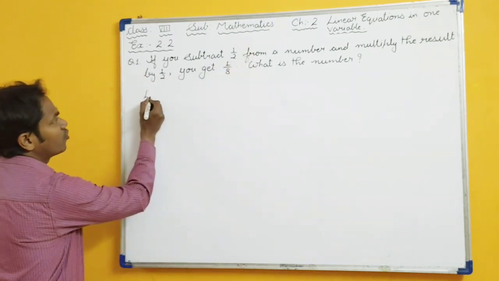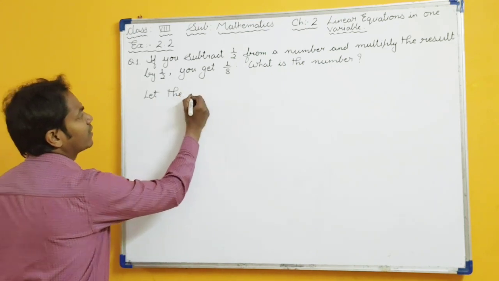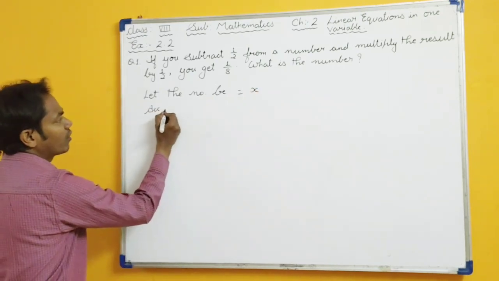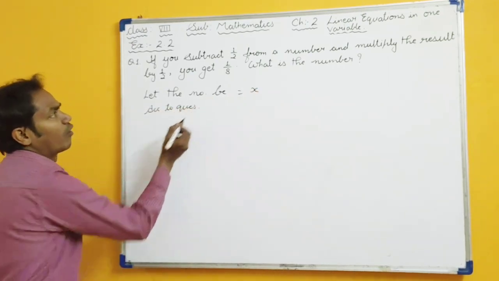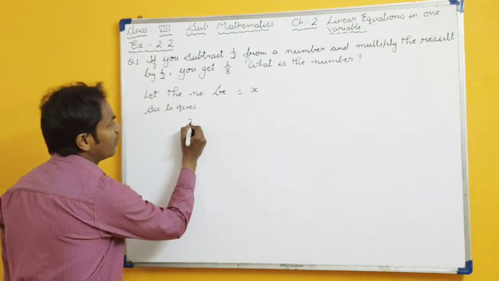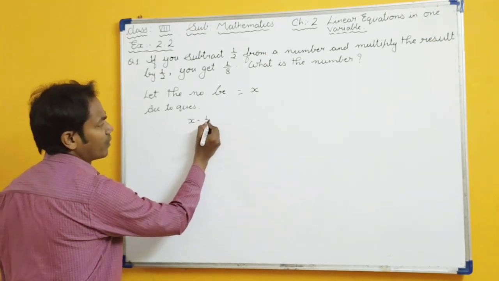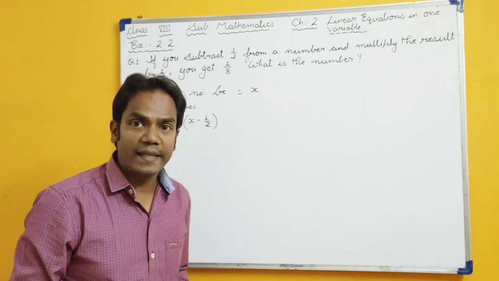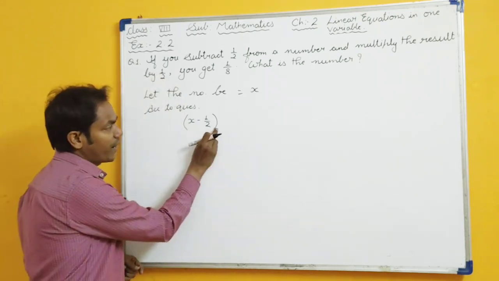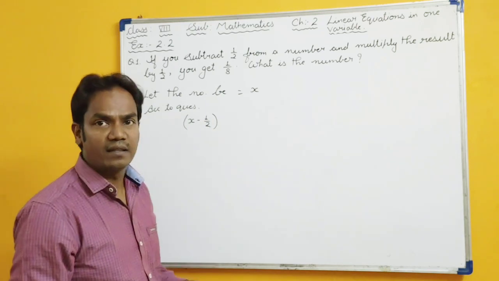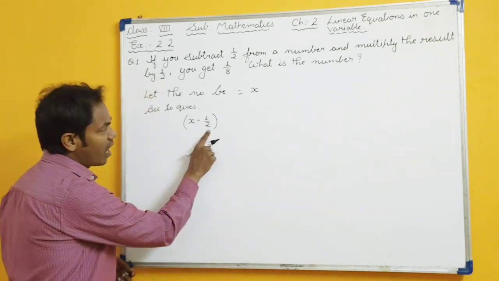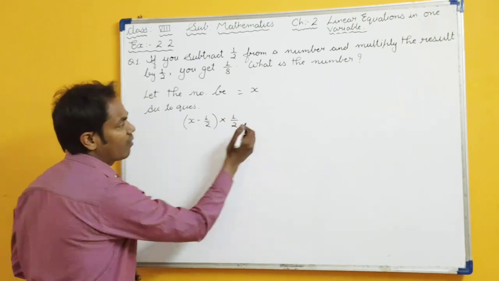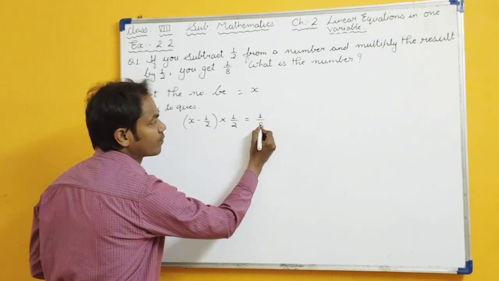First of all, I will assume let the number be x, and according to your question, what will be your equation? Let the number be x, and I have subtracted half from the number and multiplied the result. After subtracting, the result is x minus 1 upon 2. If you multiply it by half, you will get 1 upon 8.